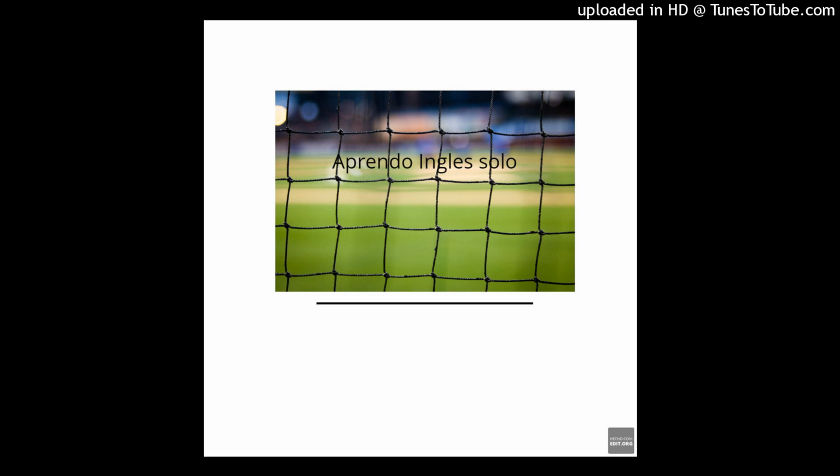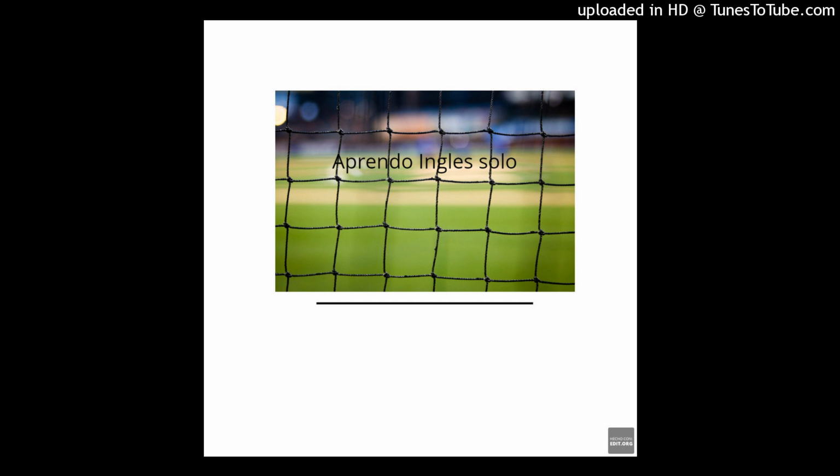So some is only used in the affirmative. So we say, I like some films. Me gustan algunas películas. Or I have some good friends. Tengo buenos amigos. Or for example, I've got some books on the shelf. Hay algunos libros. So we use some for the affirmative.